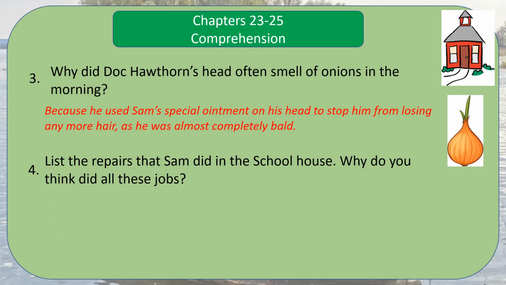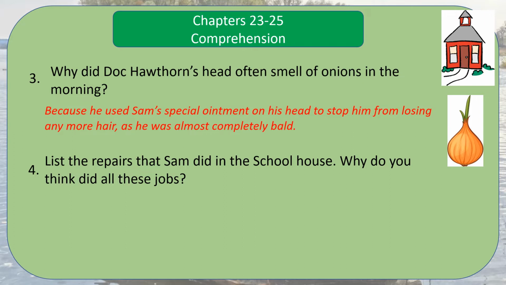Okay, and remember that the people in Green Lake, if they were ill, they would do both, wouldn't they? They would use Doc Hawthorne's remedy, but they'd also use the onions as well. And they never quite knew which one worked, did they?